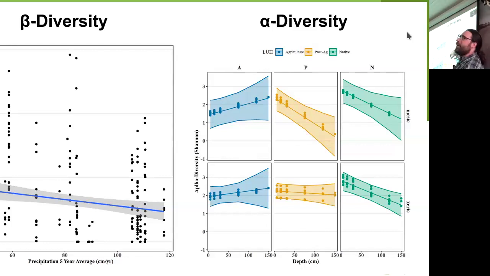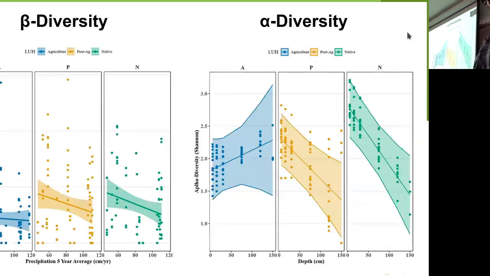I would love to hear anyone's ideas about why that's happening, but it is interesting. Again, this three-way interaction was the only time precipitation was significant with alpha diversity. And then finally, we have some interesting interactions additionally to this plot with land use history. So both beta diversity and alpha diversity: with beta diversity, it's precipitation, and with alpha diversity, it's depth. Both interact with land use history.